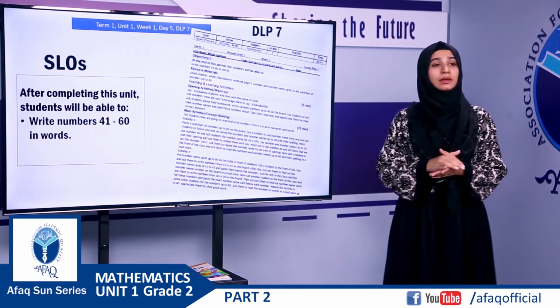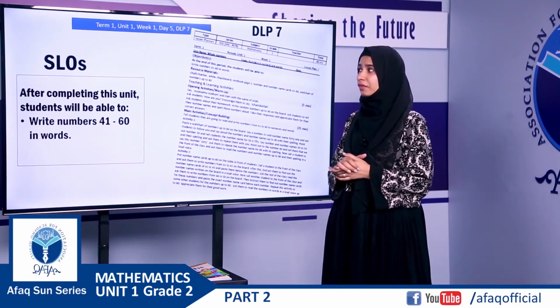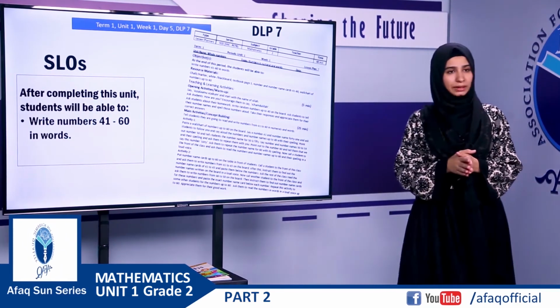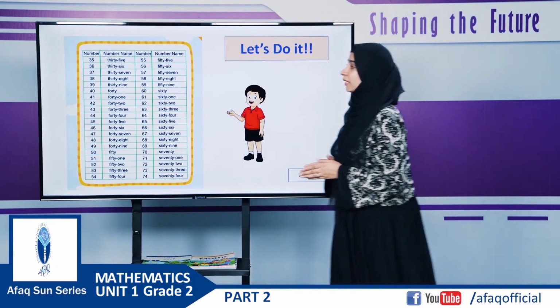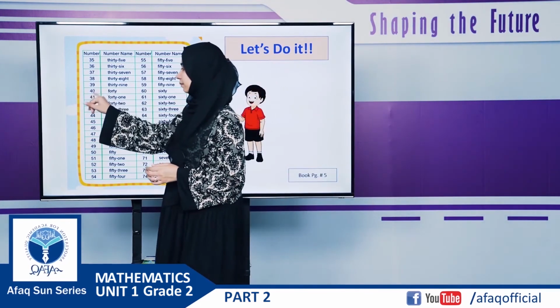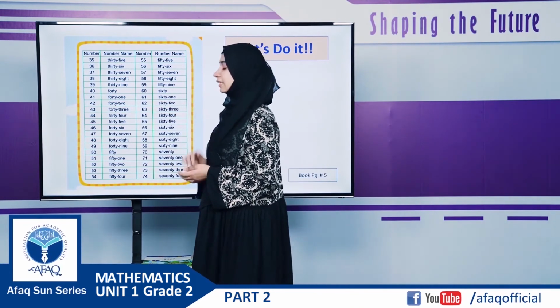And to cover this SLO, the complete methodology has been given in DLP 7 of day 5 of week 1 of unit 1 of term 1. So students, now open up your book page number 5. As you know that we have done counting till number 40. Now we are going to start from number 41 and going to till number 60.